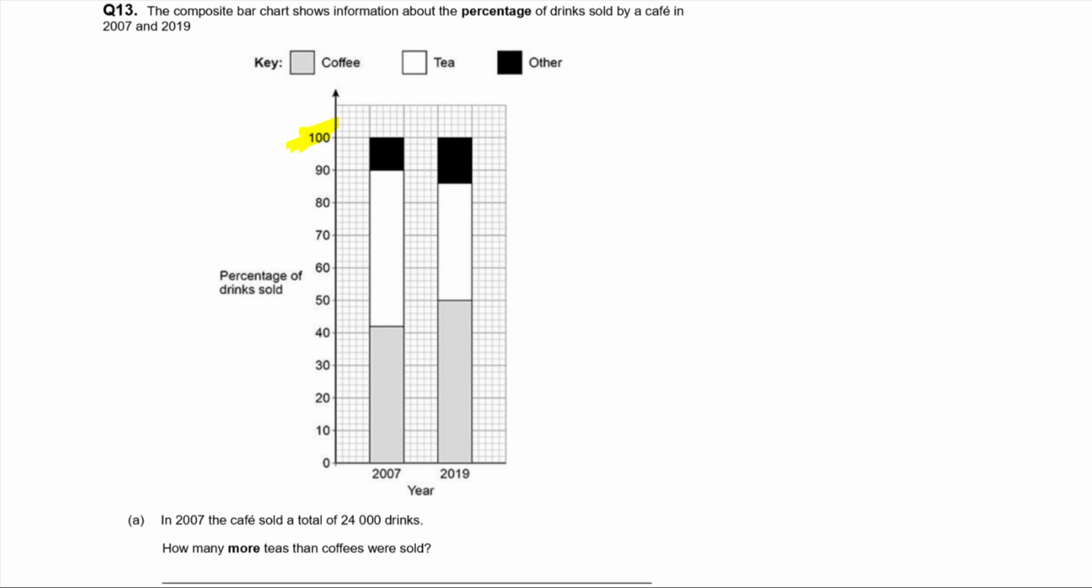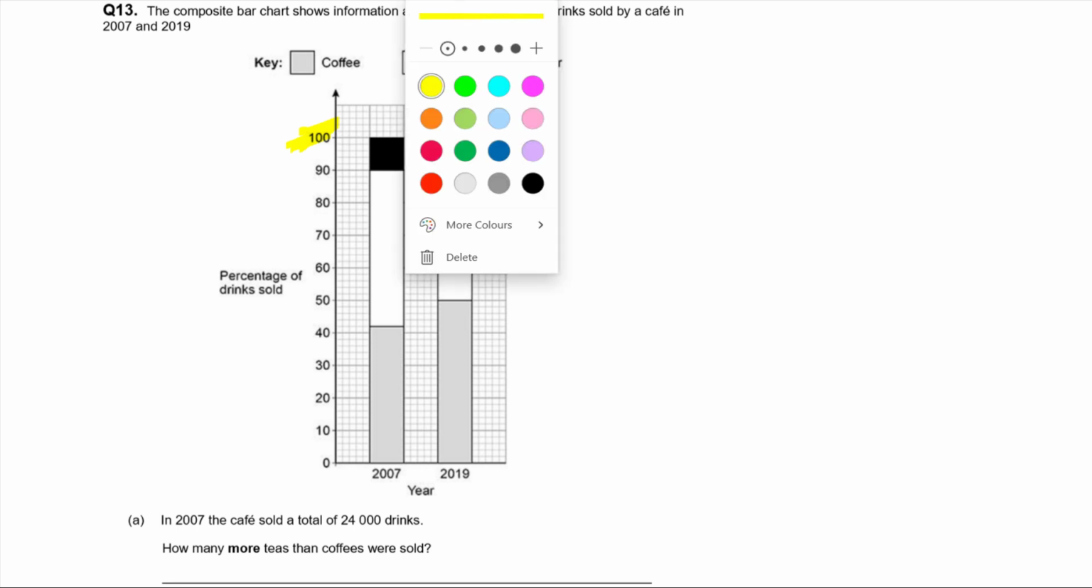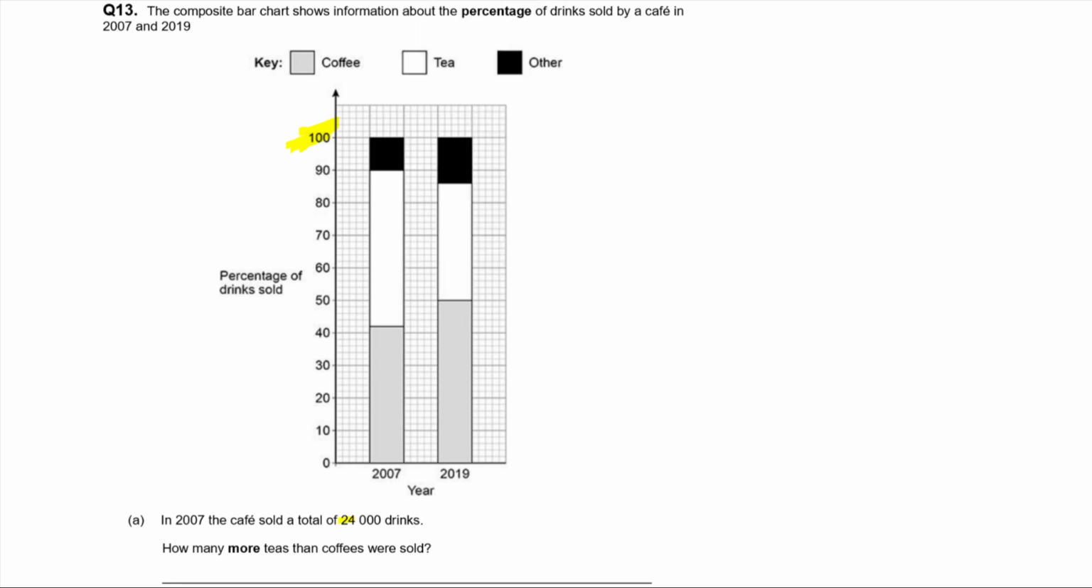In 2007, the cafe sold a total of 24,000 drinks. How many more teas than coffees were sold? Okay, so we know that the total number of drinks was 24,000.